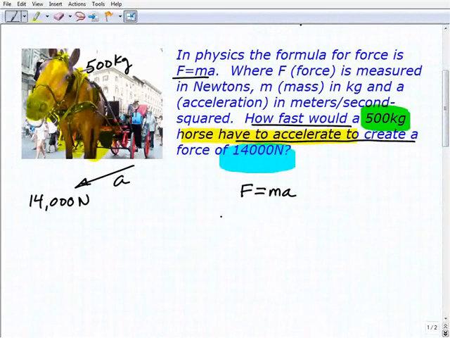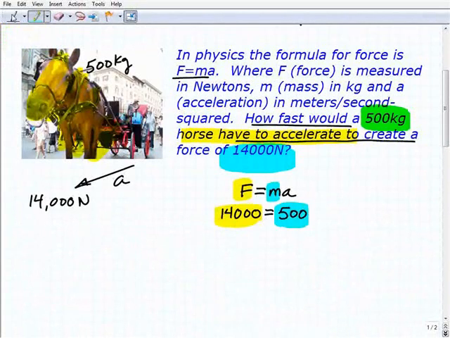So we want to be able to create 14,000 newtons worth of force from a 500 kilogram horse. So this would be 500. That's our mass. So our force is 14,000 newtons, our mass is 500 kilograms, and how much would we have to accelerate this 500 kilograms to get 14,000 newtons worth of force? So we have to solve for A. So this is a one-step equation. So we got 500 times A equals 14,000.